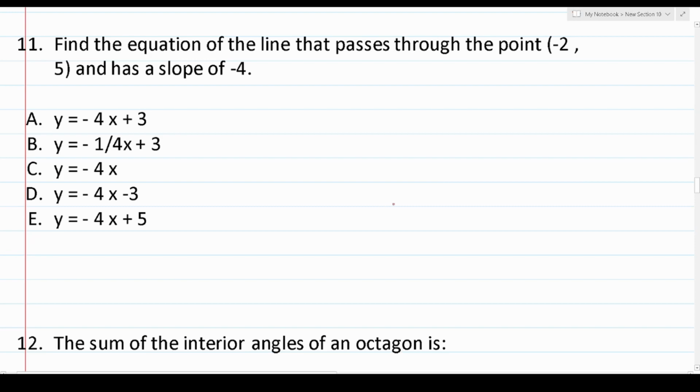Number 11 says, find the equation of the line that passes through the point -2, 5, and has a slope of -4. So on the ASVAB, I guarantee you'll see a question in which you have to write the equation of a line given some values. And I have a video uploaded in which I discuss the 3 ways to write equations of lines. And in this case, I'm going to show you how to apply one of those methods.